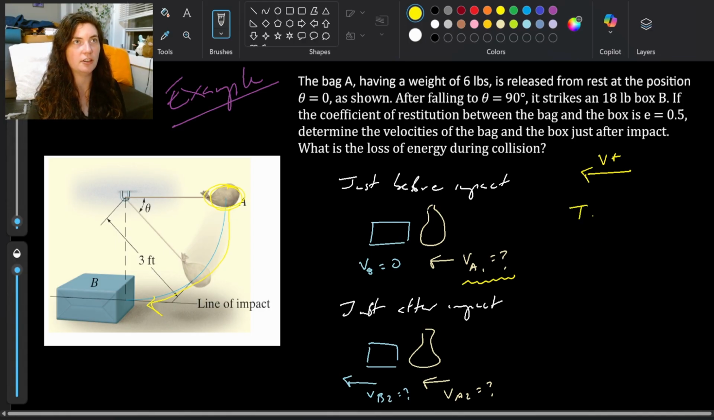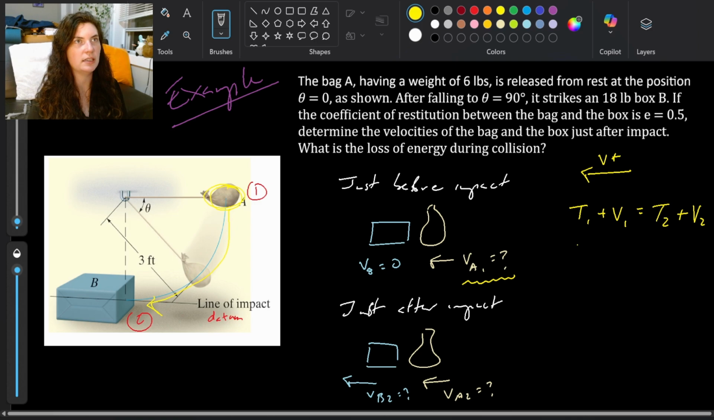So again, conservation of energy is going to be initial kinetic energy plus initial potential energy equals final kinetic energy plus final potential energy. I'm going to call this up in the air 1, my initial, and then right before it hits the box, we're going to call that 2. Oh, I need a datum. I'll say that my line of impact here is also my datum, where potential energy is 0.